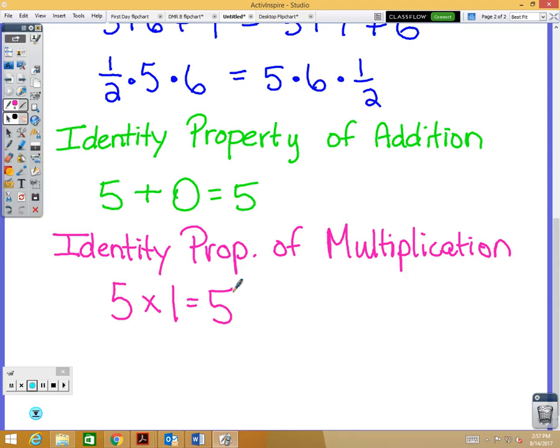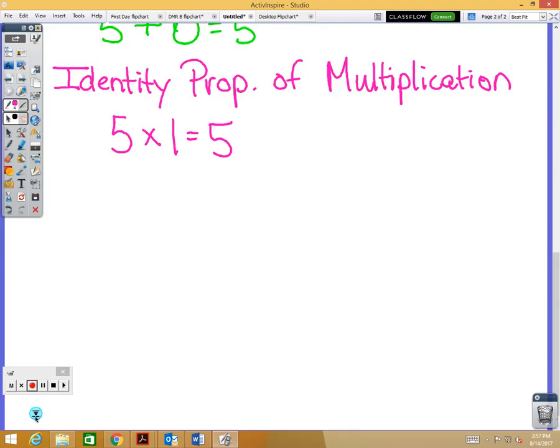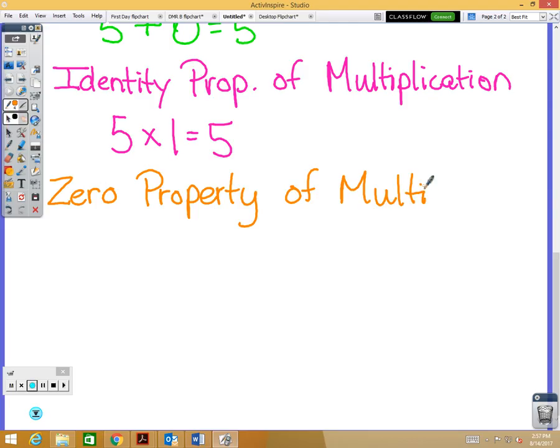We have 2 more. The next property is called the zero property of multiplication. Someone said it over there. What is it? Anything times 0 equals 0. Any number times 0 equals 0.